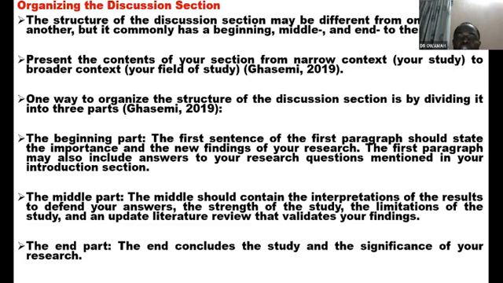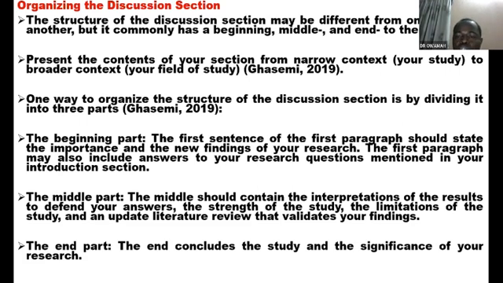One way to organize the structure of your discussion is by dividing it into 3 parts. The beginning part, the first sentence or the first paragraph, should state the importance and the new findings of your research. The first paragraph may also include answers to your research question mentioned in your introduction.